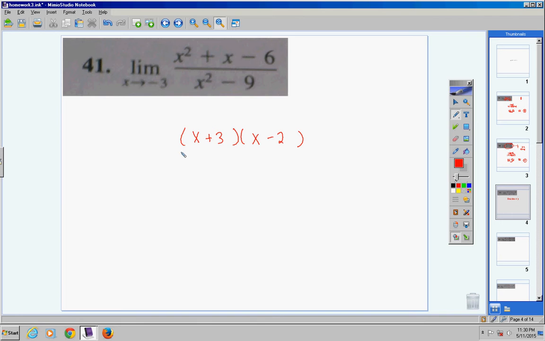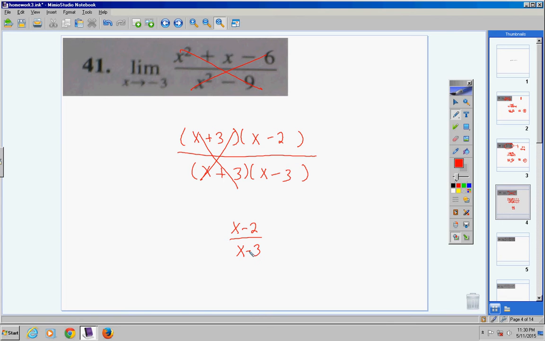Now for the denominator, once again I have a perfect square. Perfect square, first term is positive, second term is negative. Okay, so the factorization of that would be the square root of x squared is x. The square root of 9 is 3. Make one positive, make one negative. So this would cancel with this. And now I'm going to replace this expression here with this expression here.